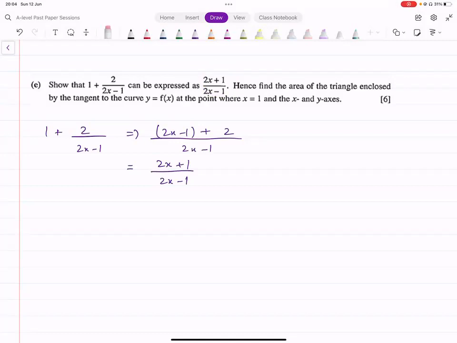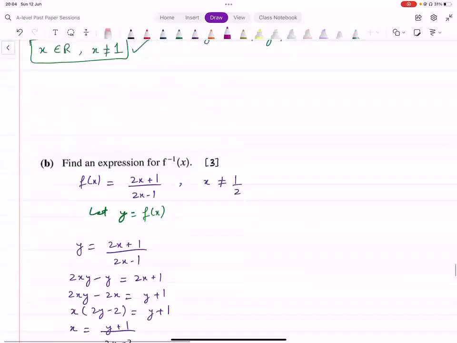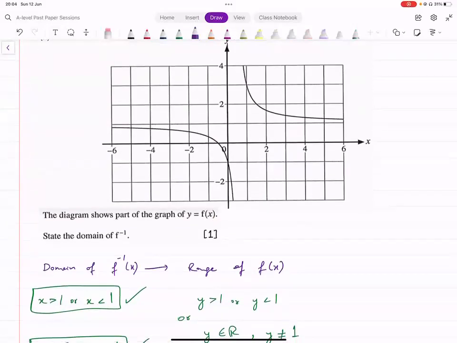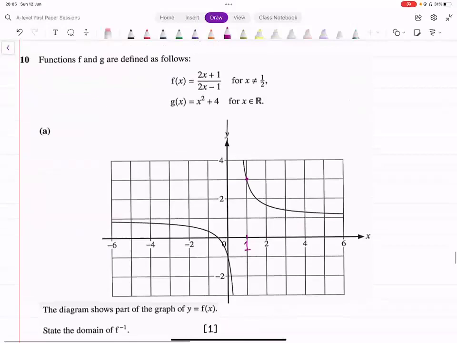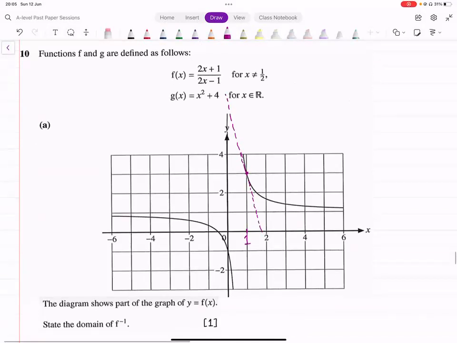Now, let's try to understand the second statement. It says, find the area of the triangle enclosed by the tangent to the curve f of x at the point where x equals 1. Let's think about that tangent first. So we have this curve here. So it says tangent to the curve at the point x equals 1. So x equals 1 is basically this point. And this is the point that we're talking about. Let's try to draw a rough tangent at this point. It may look something like this, right? So this is what the tangent might look like.